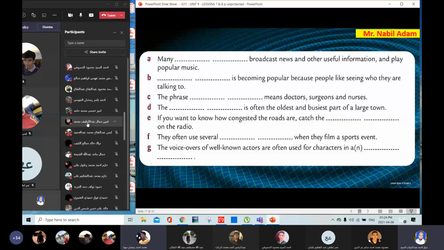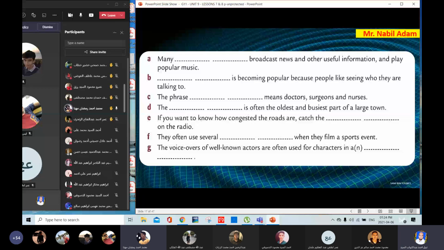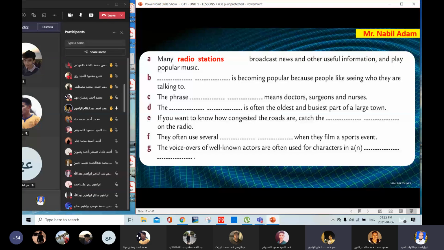Many radio stations broadcast news and other useful information and play music. Very good. Thank you so much. Yes, Omar Ahmed. Video conferencing is becoming popular because people like seeing who they are talking to. Yes, it's like video call. It means it's becoming famous and popular, common, because people like seeing who they are talking to. So it's better to talk and chat with your friend using social media with a camera or a webcam.